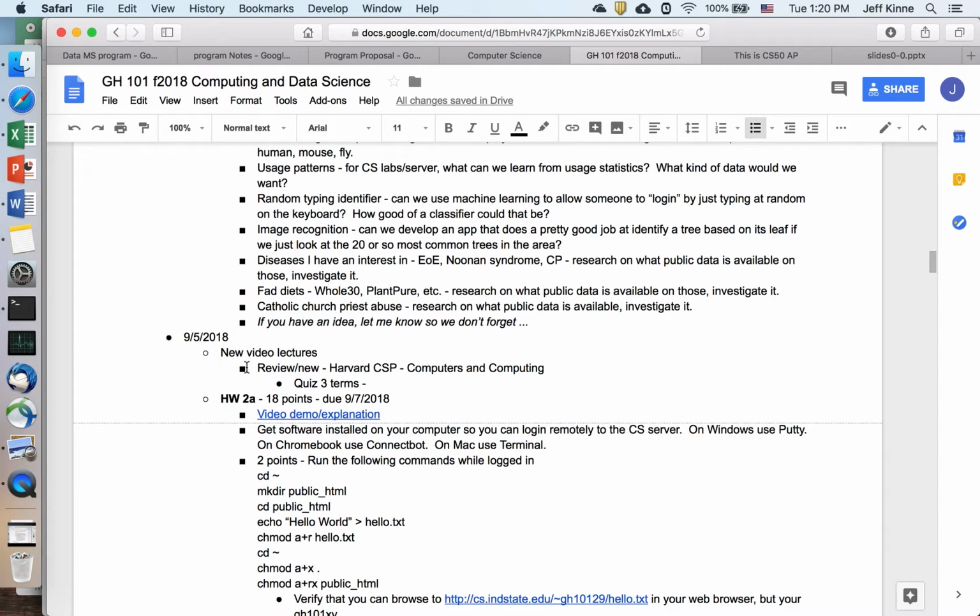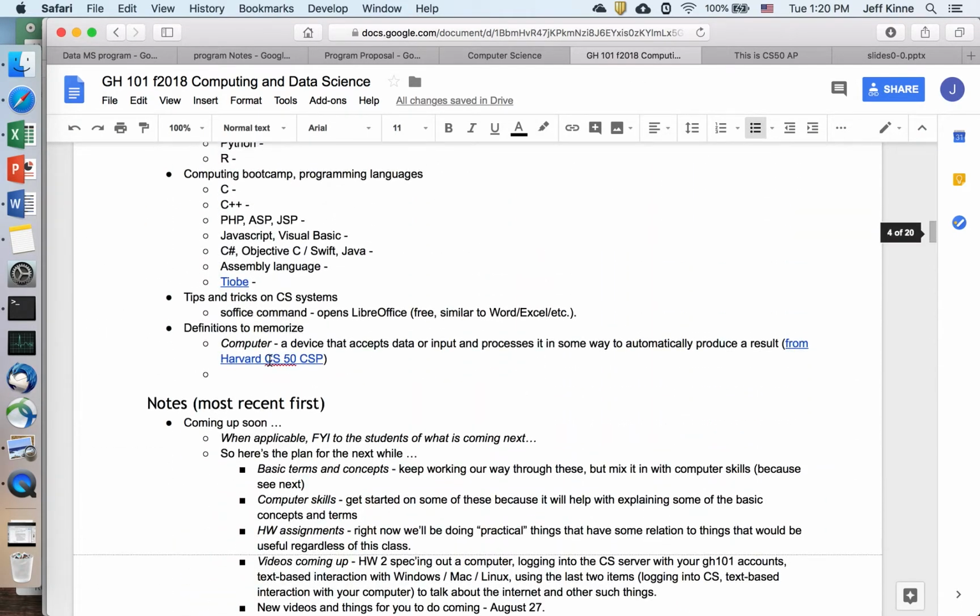Now I have put that under our notes, definitions to memorize. So that's just a definition that I'm allowed to ask you to repeat word for word. There are lots of different definitions of what a computer is. That's one that we'll use.